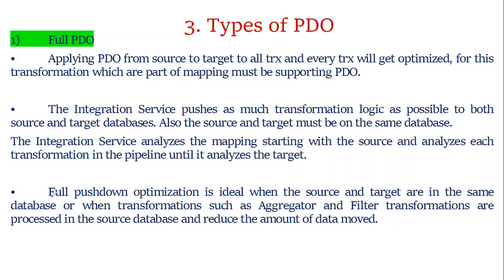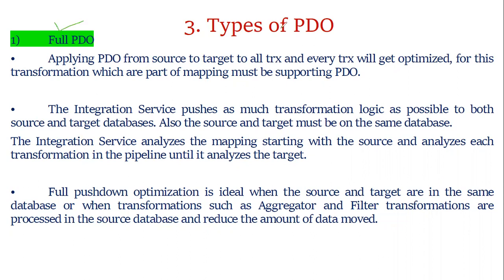Then, as I mentioned, the full push down optimization is ideal when the source and targets are in the same database. Or when transformations such as aggregator and filter are processed in the source database and reduce the amount of data to be moved. So the ideal situation, in the sense that we can get better performance, is when your source and targets are both in the same database. We'll see that in the demo also.